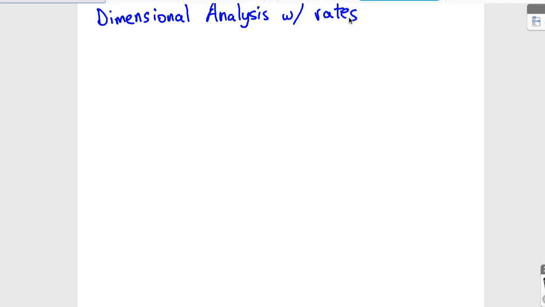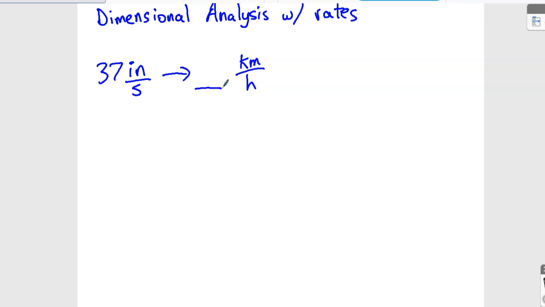Okay, dimensional analysis if it is a rate, or if there's a unit in the numerator and the denominator. With rates, velocities and speeds are rates, and there's lots of other kinds of rates. This is the first kind that we'll encounter. So let's say 37 inches per second, and you need to know what that is in kilometers per hour.